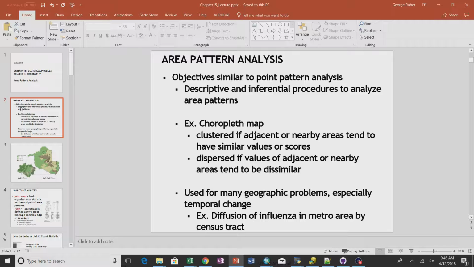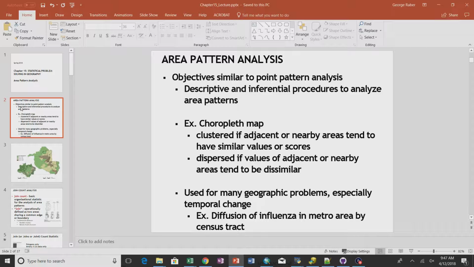So if we think about a choropleth map, hopefully we know what that is, it's a map where all the units are colored a certain color representing how much stuff they have, what's being mapped. So they're clustered if adjacent or nearby areas have similar values or scores, but they're dispersed if the values adjacent and nearby tend to be dissimilar. And then they're random if there's an even mix of sometimes dissimilar values and sometimes similar values. All right. So that's how that continuum works.